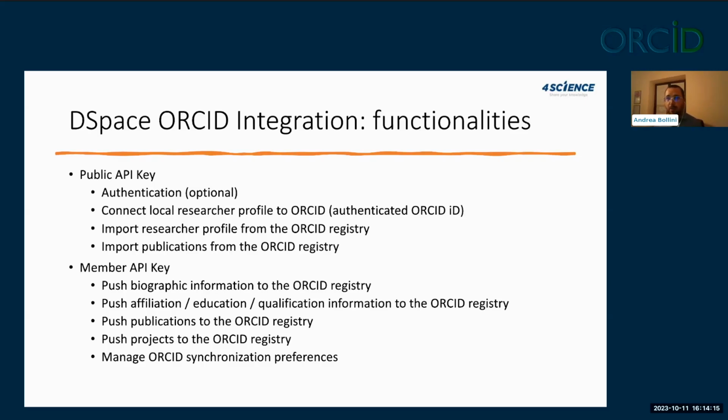If you are an ORCID member and you can put your member API in DSpace, you will be able to also write data to ORCID. This means that you will be able to push biographic information about your researcher to the ORCID registry. You will be able to push affiliation, education, qualification, publication, and project, and allow your researcher to manage ORCID synchronization preferences.